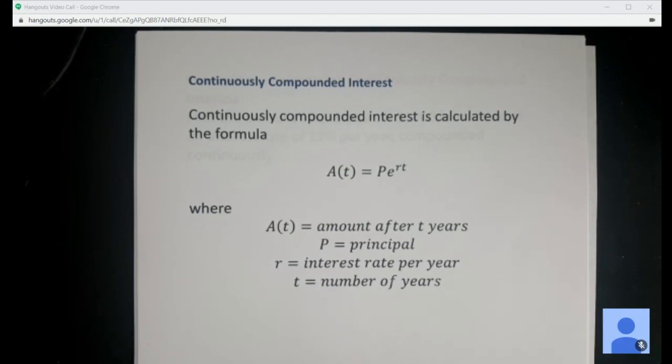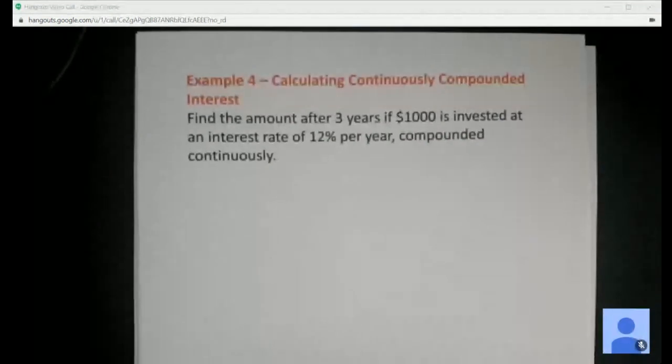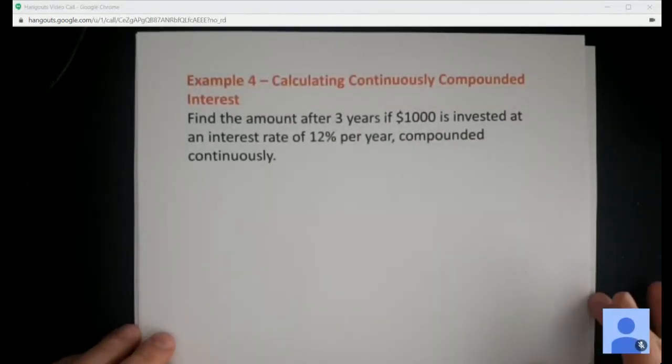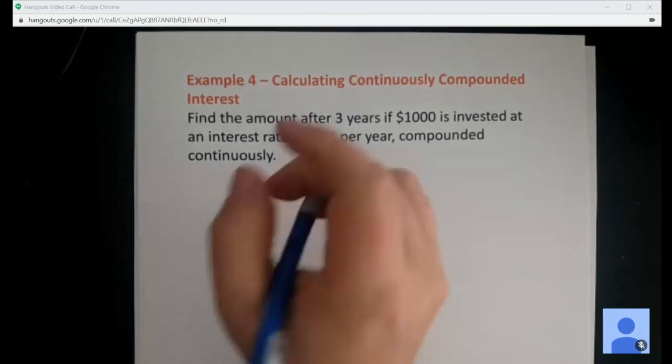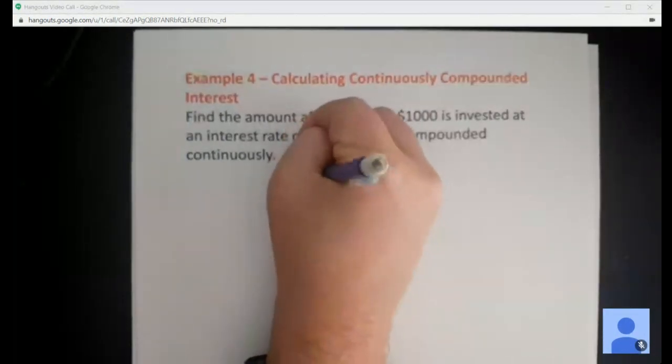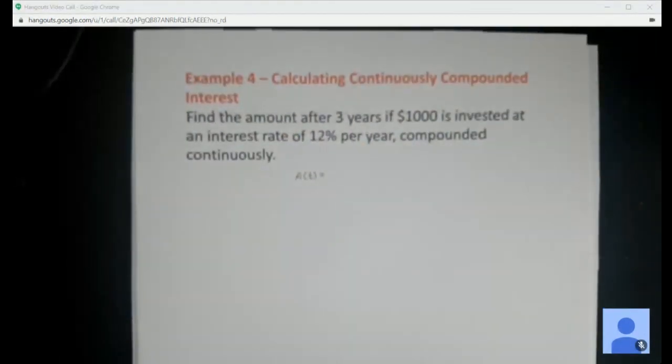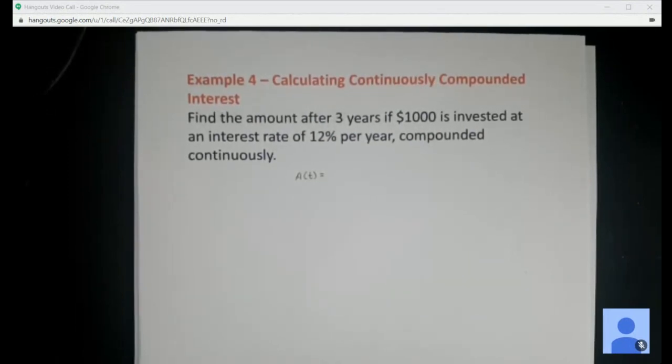All right, does anybody need more time to get any of that down? All right. So let's take a look at this one. We want to find the amount after 3 years if $1,000 is invested at an interest rate of 12% per year, compounded continuously this time. Since we see the keyword continuously, we know we're going to use that formula from the last slide. What are we going to start with this time?